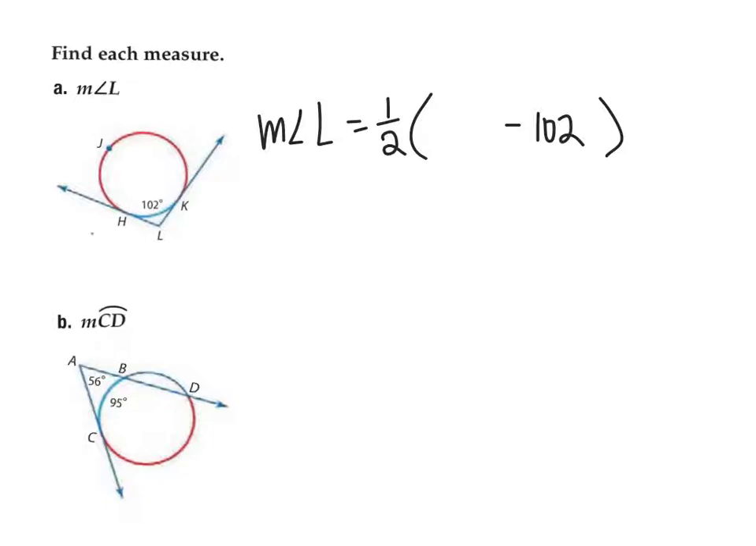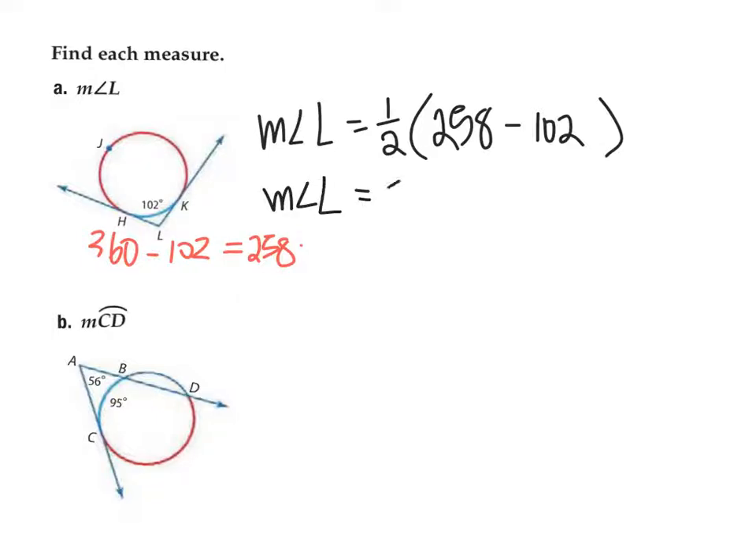You do 360 degrees minus the 102. That's going to give you the red arc, which is going to be, let's see, 258. So the red one is going to be 258. So the measure of angle L is going to be half of 258 minus 102. So 258 minus 102 gives me 156. And then when I do 156 divided by 2, that is 78 degrees. So the first one, the measure of angle L is 78 degrees.